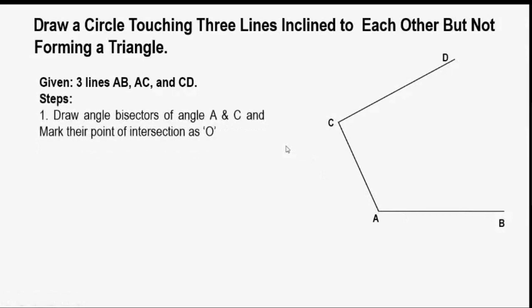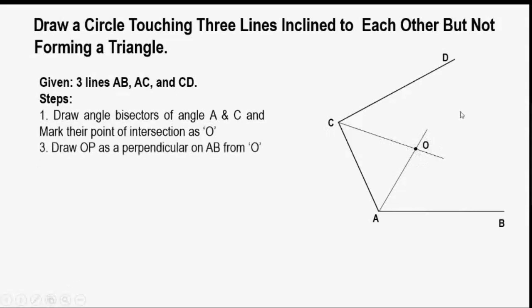Draw angle bisectors of the angles A and C and mark their point of intersection as O. So this is the angle bisector of angle A. This is the bisector of angle C. We had studied yesterday how to draw the angle bisector. So the point of intersection is point O.